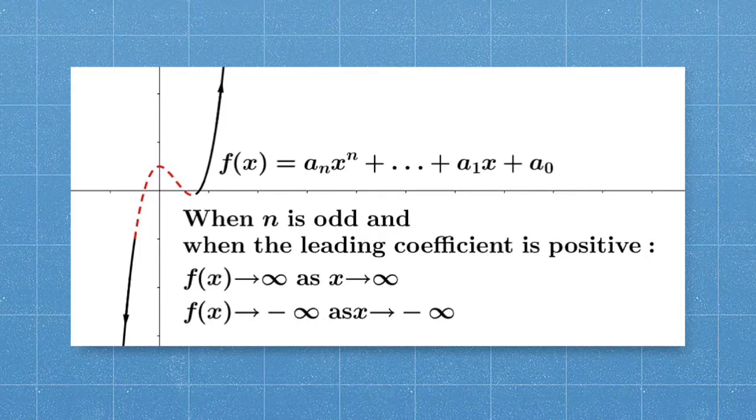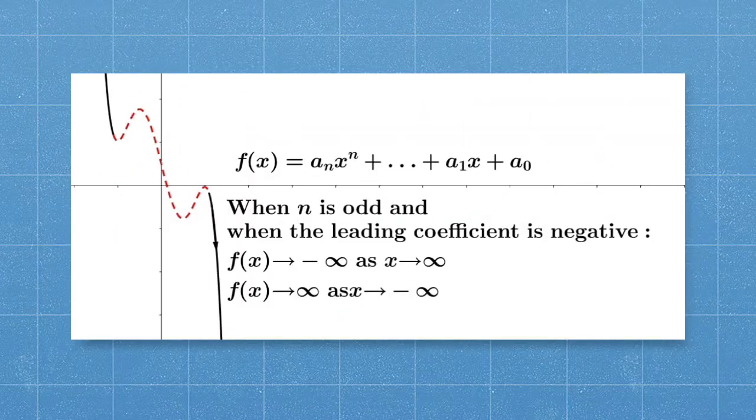The notation here says that f of x tends towards infinity as x tends towards infinity, and that f of x tends towards negative infinity as x tends towards negative infinity. You can read that as go up to the right and go down to the left. Here we have an example of, again, an odd degree, but the leading coefficient in this example is negative. In this case, the polynomial goes up to the left and down to the right.